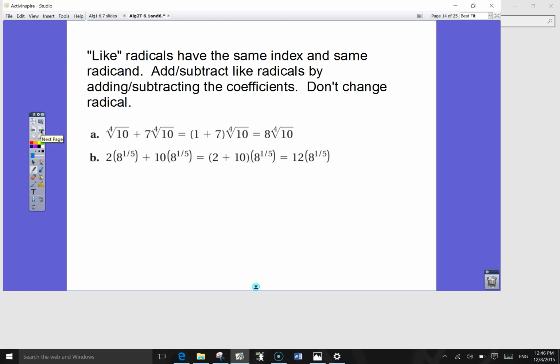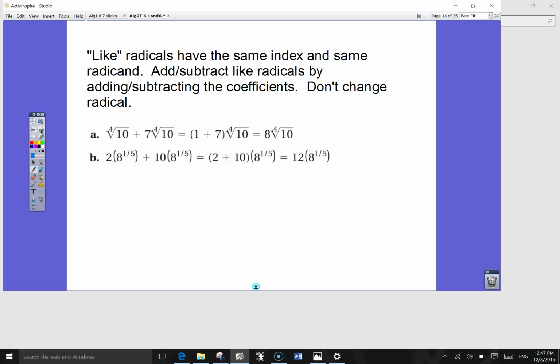Now, adding and subtracting radicals. In order to add or subtract radicals, they have to be what we call like radicals. Just like when we add or subtract polynomial terms, they have to be like terms. Well, it's the same thing with radicals. And we add them the same way as we add like terms. We add like radicals by adding or subtracting the coefficients.